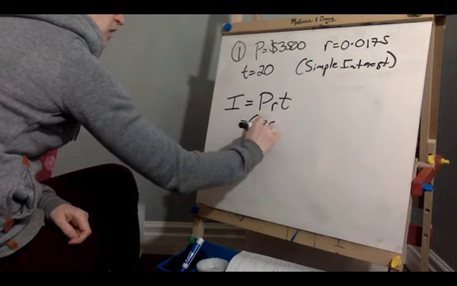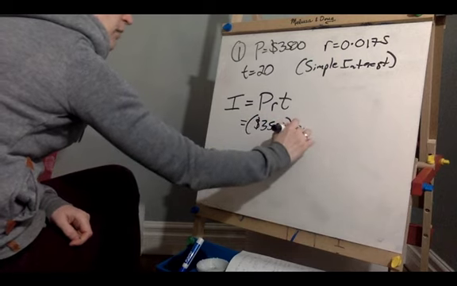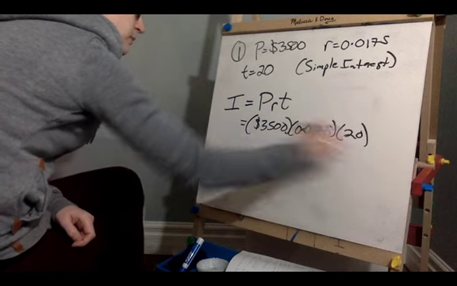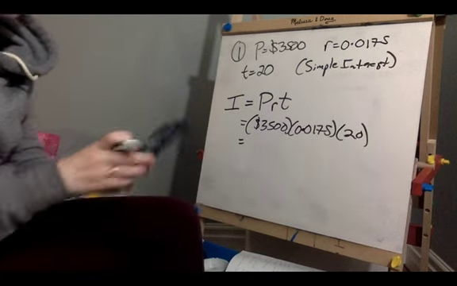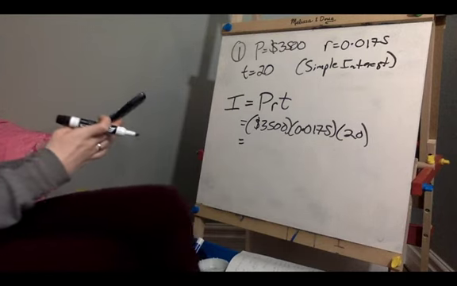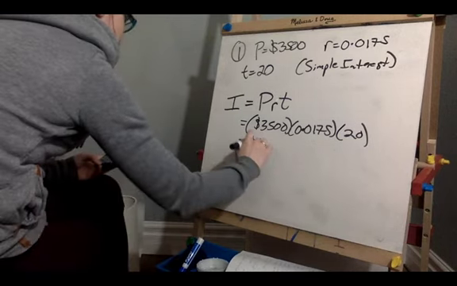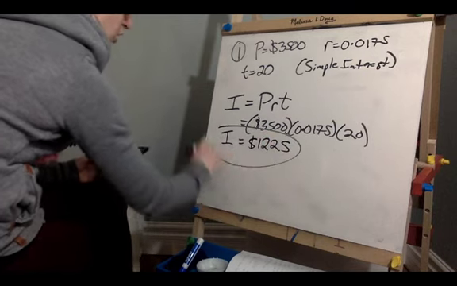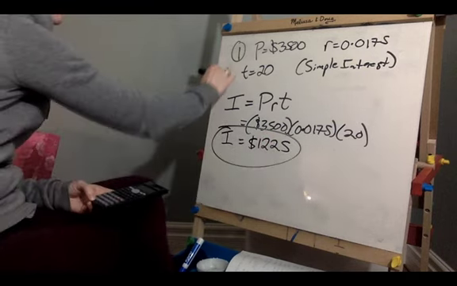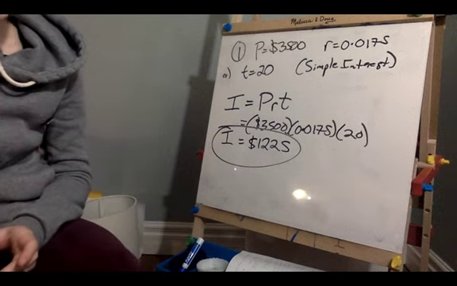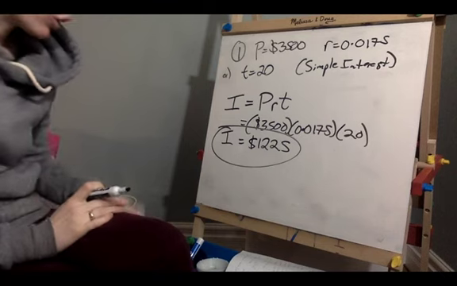So it's that $3,500 multiplied by 0.0175 multiplied by 20. Right? So $3,500 multiplied by 0.0175 multiplied by 20, and we get a value of $1,225 is the interest that's earned on that account, right? So that was part A. Part B then asks us to find what was the rate of return on her investment.